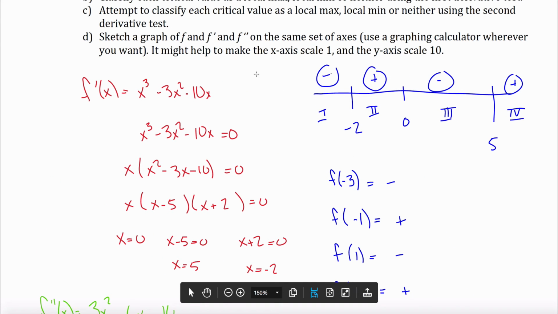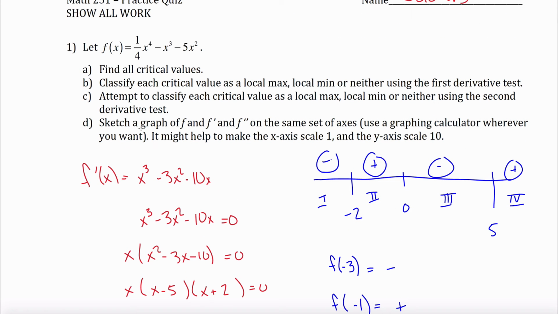Part D here, I don't know, I'm not going to do it. You're supposed to sketch a graph of f prime and f double prime. Yeah, you can do that. Plug it into a calculator. Great, you get a graph. Why did I make you bother doing that?